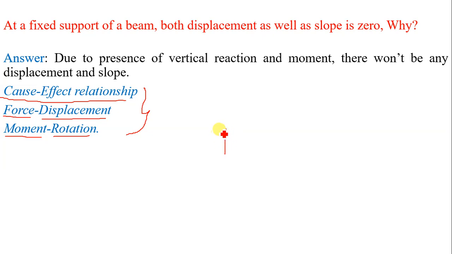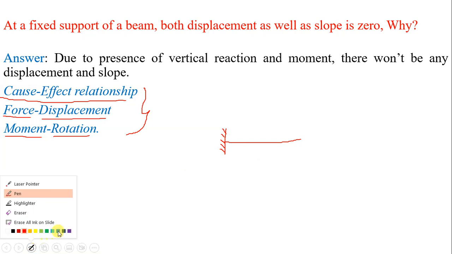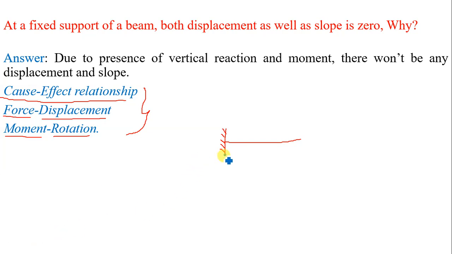In case of a fixed support, it offers three reaction components. First component is vertical reaction. It means that the support cannot move in vertical direction because force is there to avoid that displacement. Similarly, it can offer reaction in horizontal direction. So reaction is nothing but a force.